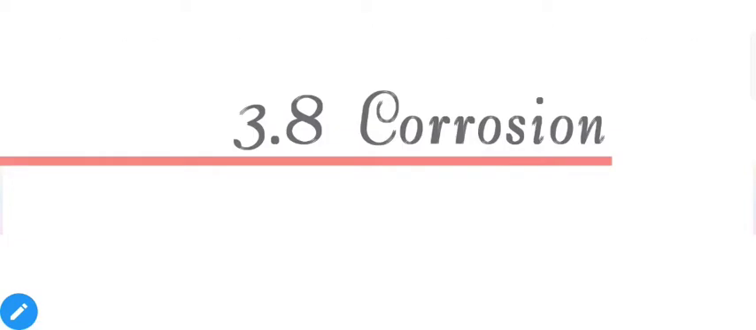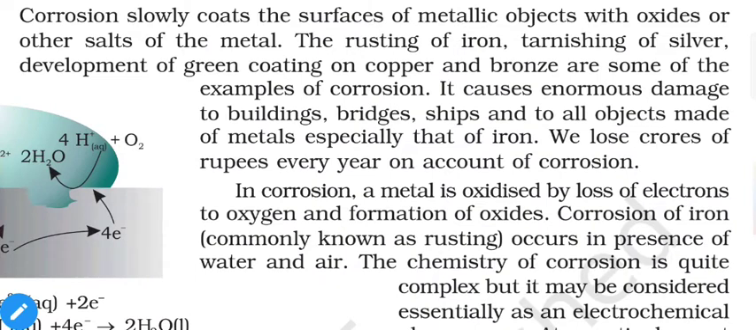Now our last point is corrosion, and corrosion is also one type of electrochemical reaction. Corrosion slowly coats the surface of metallic objects with oxide or other salts of the metal. The rusting of iron, tarnishing of silver, and development of green coating on copper and bronze are some examples of corrosion. It causes enormous damage to buildings, bridges, ships and all objects made by metal, especially iron, because iron is a very reactive material and we use it widely. Okay, because it is cheap and strong, but it has some downsides as well.